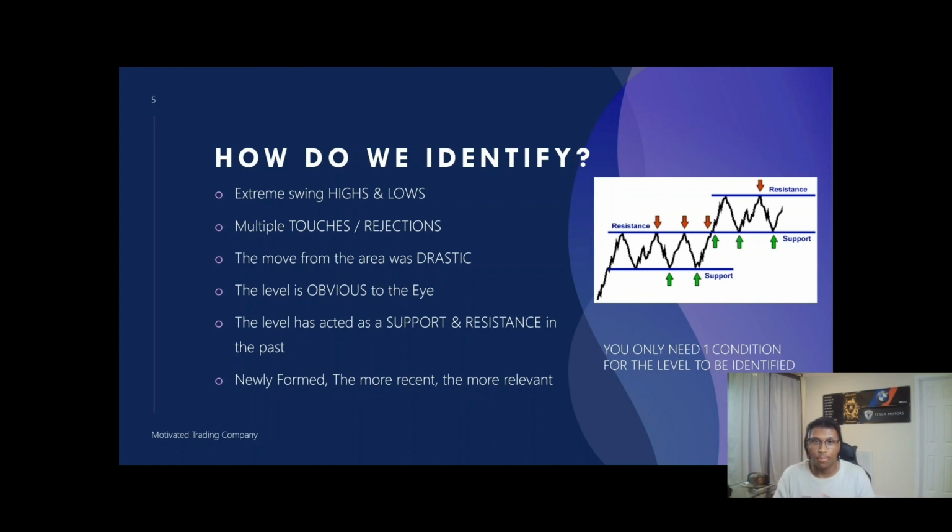Now, the level has acted as a support and resistance in the past, meaning that supports and resistances are interchangeable depending on where price action is. As we can see here, it's a resistance as price is under it because it keeps bouncing below it. Keeps hitting that ceiling and rejecting. Boom, rejection, boom, rejection. But once price breaks through, we see right here, now it's going to act as a support. So this level right here, whatever this imaginary level is, this is an amazing level. It's got multiple rejections, it's obvious, the move is drastic, and it's acting as a resistance and support. So now we have even more confluence for this level here.